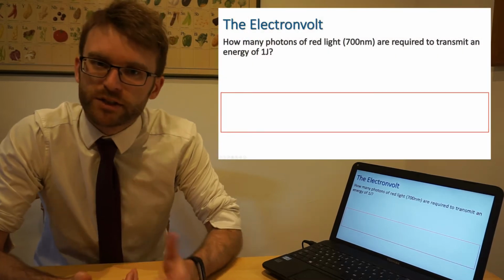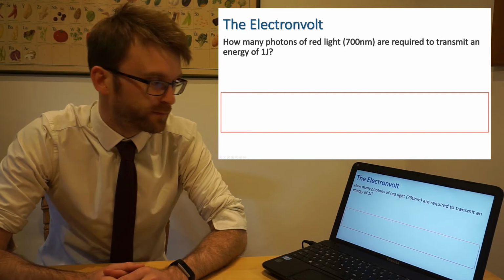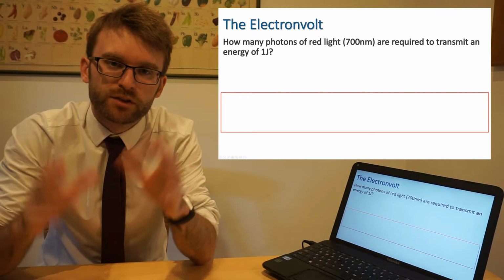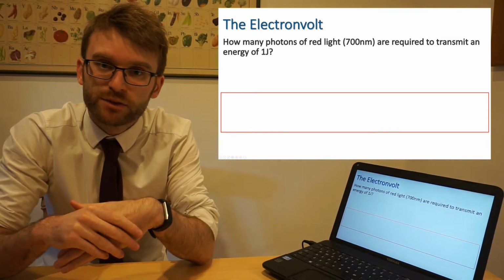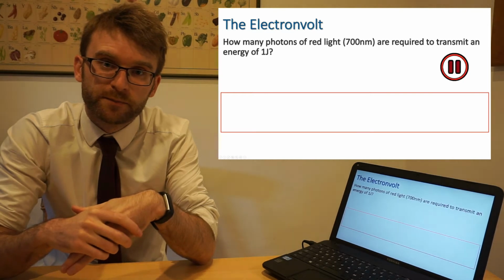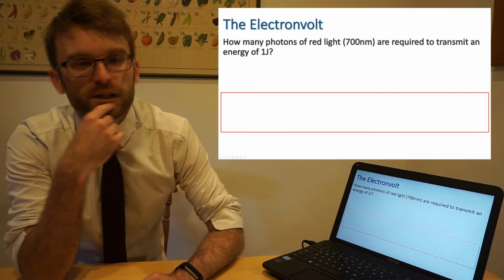Given that E equals hf for a photon, how many photons of red light, 700 nanometers, would it take to transmit an energy of 1 joule? Try it on your calculator now. I'll give you a few seconds, and then tell me what the answer should be. Well, let's work that out.